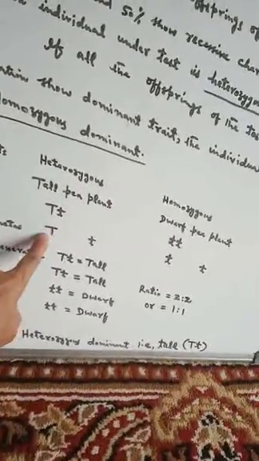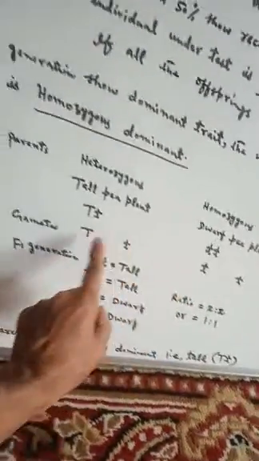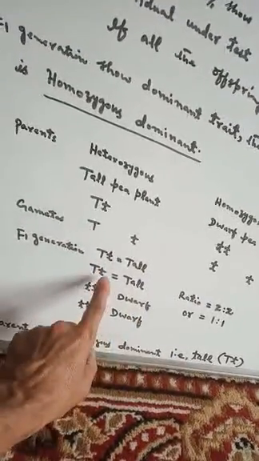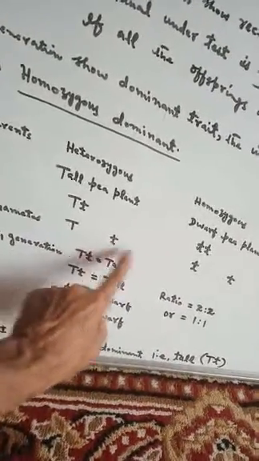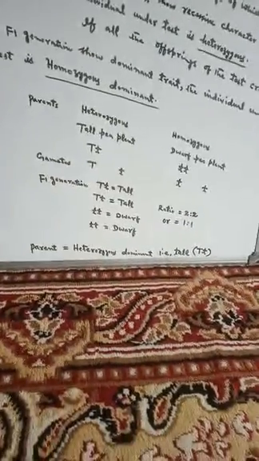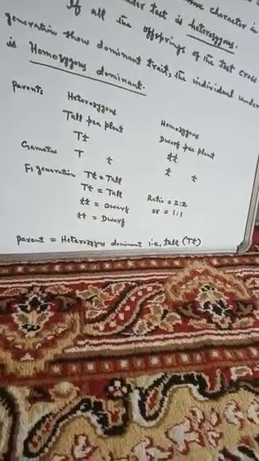You can see here how this appears: when this t is multiplied with this t, we get capital T small t here, then another capital T small t here, and then small t small t here. So these are two tall and two dwarf. The ratio will be 2:2. So the parent is heterozygous dominant, that is tall, capital T small t.